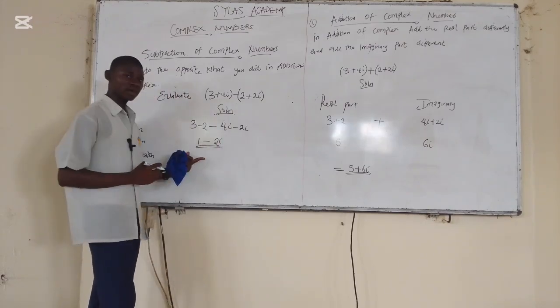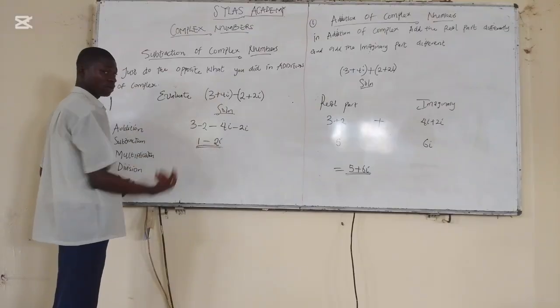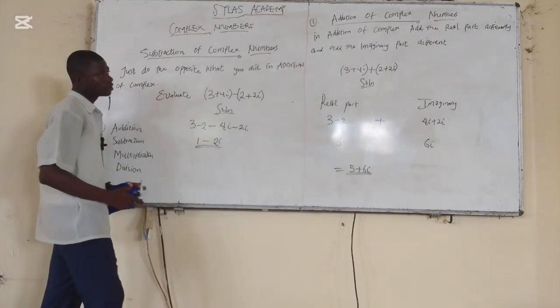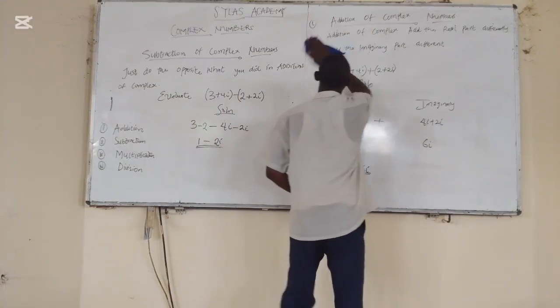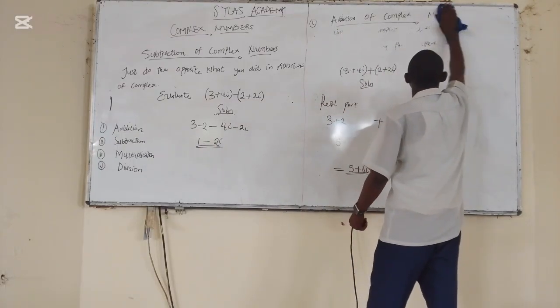And this is your final answer. Are you following now? You have your real part and imaginary part. Okay. Now let's go for the multiplication of complex numbers.